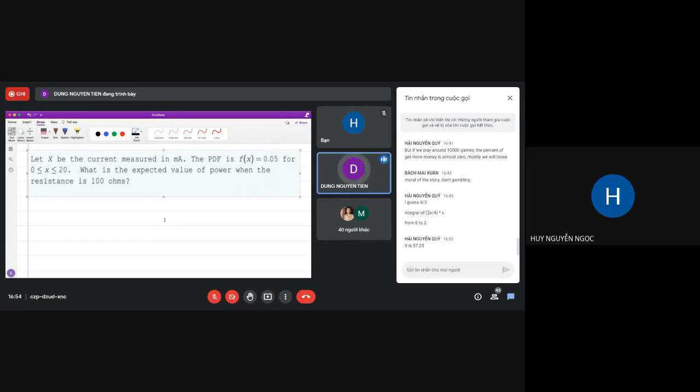Suppose that X is the current measured in milliamperes with the density function 0.05. What is the effective value of power when the resistance is 100?